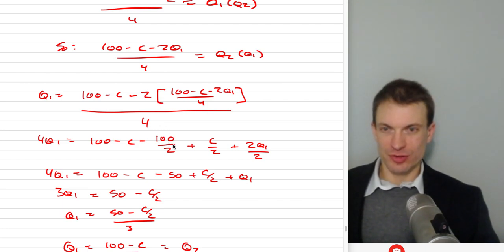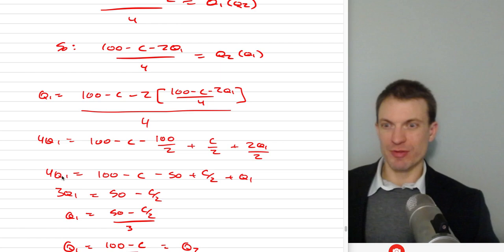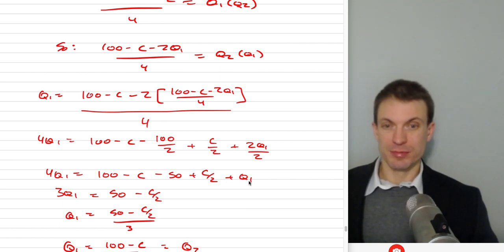Well, this is going to be 100 over 2. This is going to be a C over 2. And this is going to be a 2Q1 over 2. So what on earth is going on? Well, if I distribute this 2 through, or if I think about what this 2 is doing, it's going to cancel off of this 4. So I'm going to get 100 over 2. I'm going to get a minus C over 2. And then I'm going to get 2 over 2. Right? Okay, so then this is going to be 4Q1 equals 100 minus C minus 50 plus C over 2, plus Q1.